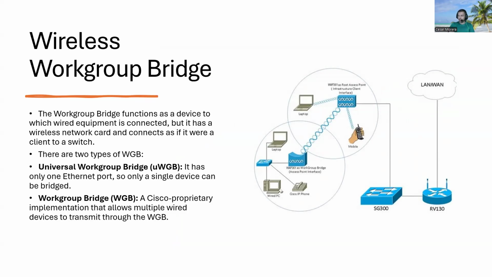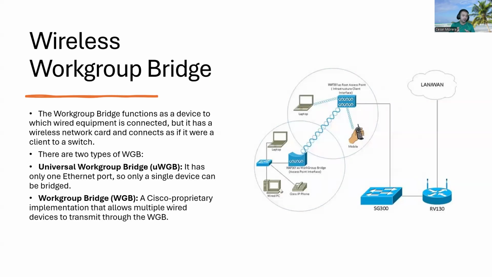Wireless workgroup bridge. The wireless workgroup bridge functions as a device to which wired equipment is connected, but it has a wireless network card and connects as if it were a client switch. So let's go ahead with that definition one more time. The workgroup bridge functions as a device to which wired equipment is connected, but it has a wireless network card and connects as if it were a client switch.